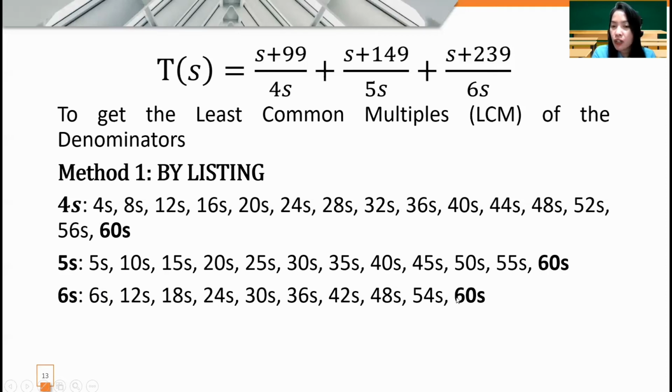So, yung parehong term sa 4s, 5s, and sa 6s using the method 1 by listing, ang common is 60s. Dun ka lang titigil na sumulat ng terms dito sa 4s, 5s, and sa 6s. So, the LCM is 60s of the given 4s, 5s, and 6s.